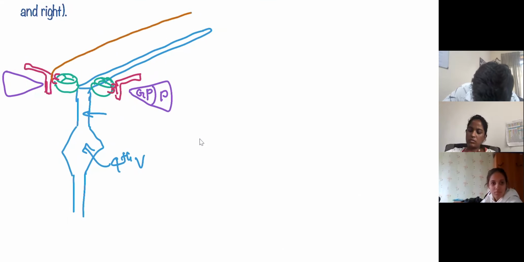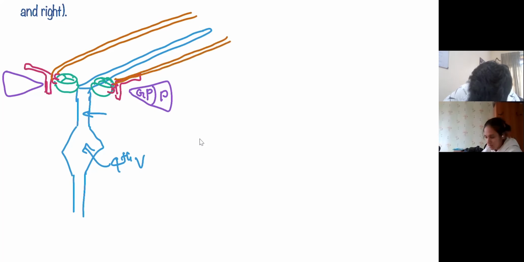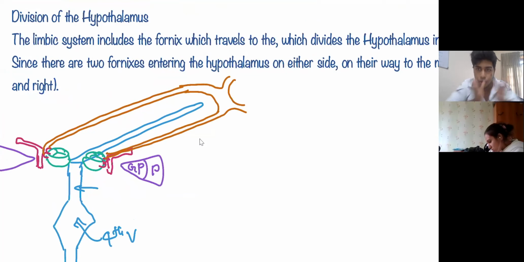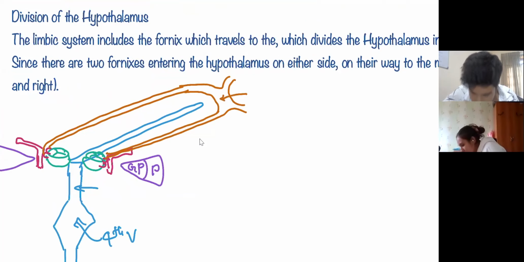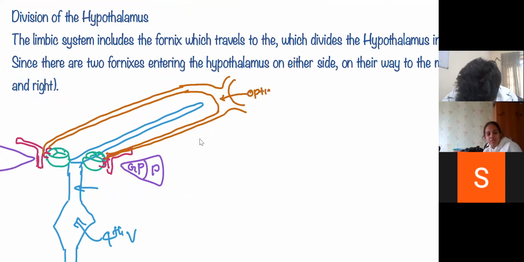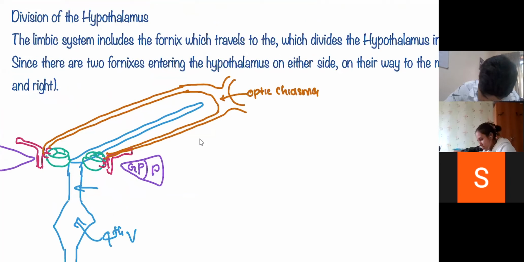So over here we have the optic tract. And this area is called what? The place where the optic nerve goes to the opposite sides. What is this area called? The chiasma. Yes, optic chiasma. Okay. And then this area is the hypothalamus.